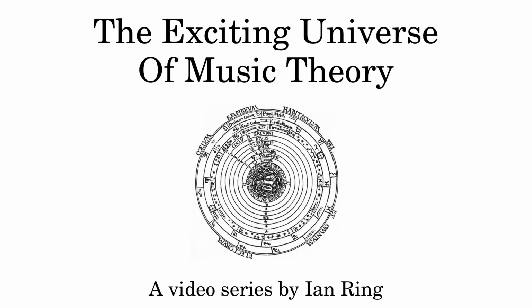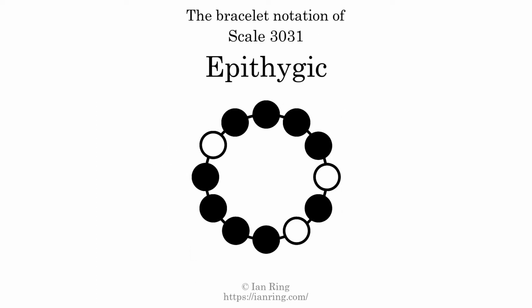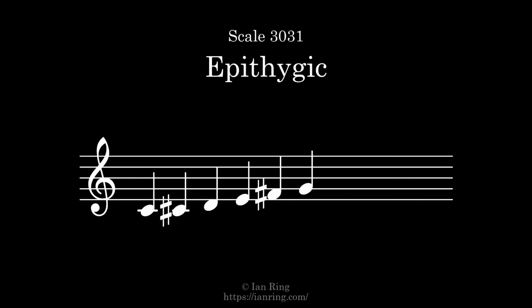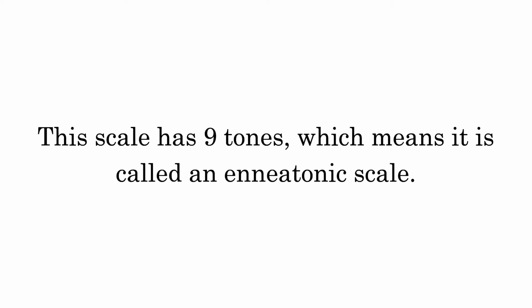Then let's begin. Today we will talk about Scale 3031, Epithygic, which sounds like this. This scale has 9 tones, which means it is called an enneatonic scale.